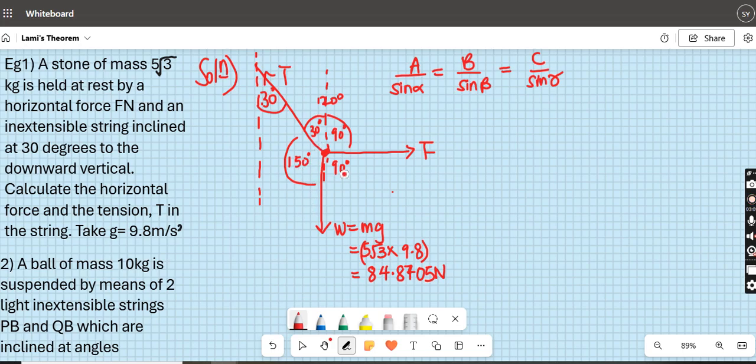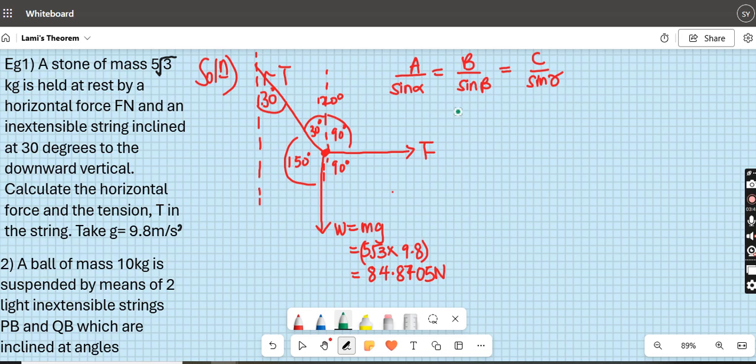Now if we add all these angles, we should get 360, that is angles about a point. 150 plus 90 plus 120 should give us 360. So let's apply Lami's theorem. W over sine 120, that's the angle between the other two forces, should be equal to F over sine 150, and that should also be equal to T over sine 90. That is how it works.